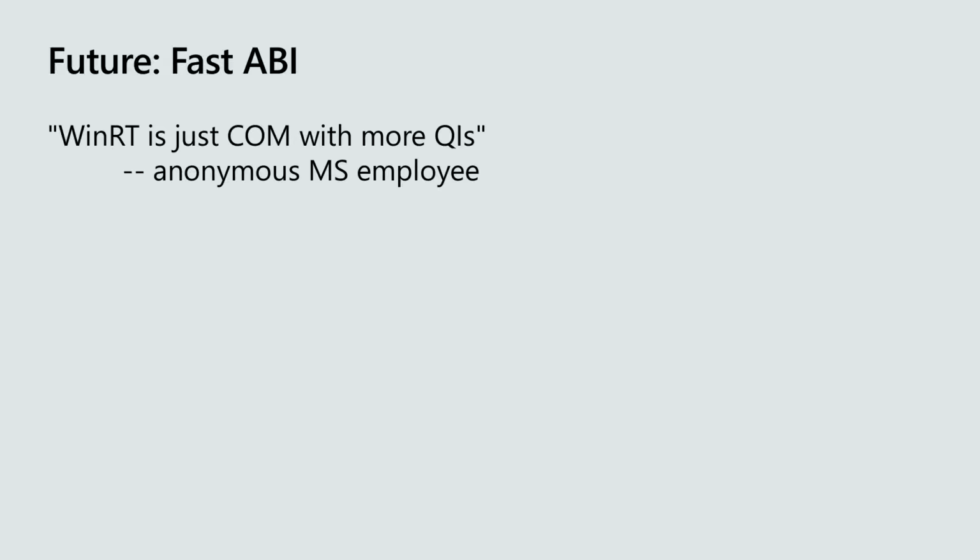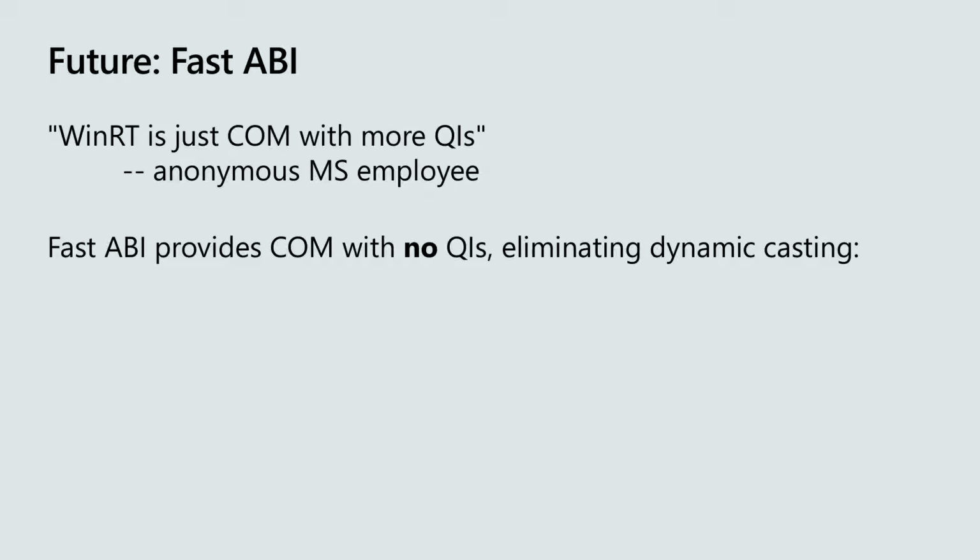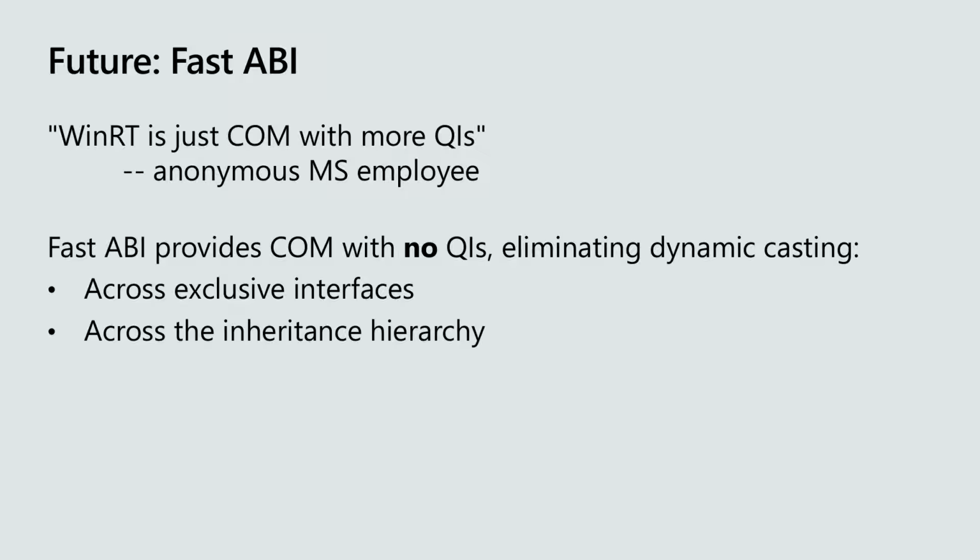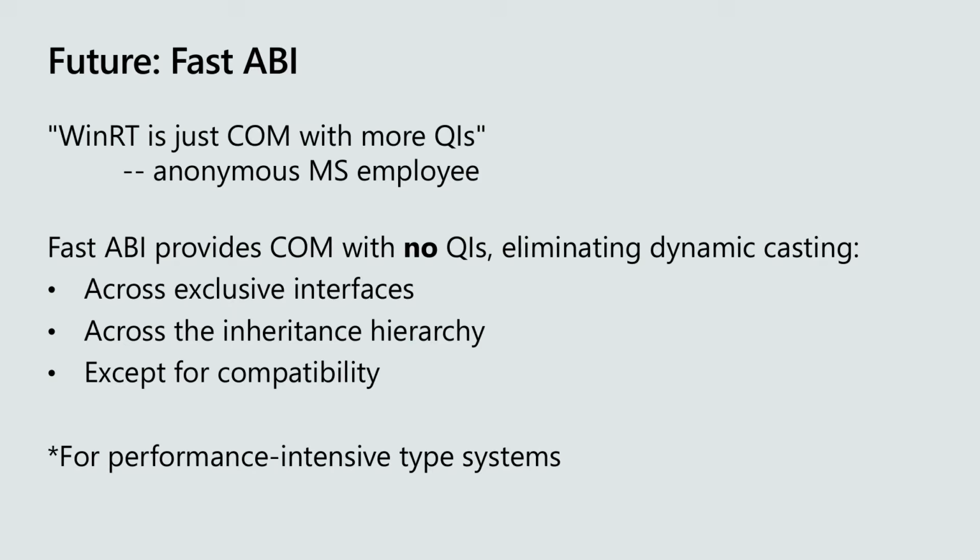The fast ABI. It's been said that WinRT is just COM with more QueryInterface calls. And there's some truth to that. So what have we done for that? We've developed the fast application binary interface, the fast ABI. Fast ABI attempts to surpass COM and eliminate all QIs across the exclusive interfaces implemented by a type, as well as up and down the composition hierarchy that a type participates in. The only reason we would ever see a QI when you're using the fast ABI support is for compatibility with legacy code that is expecting those older style interfaces. And this is targeted towards performance-intensive applications, UI frameworks, and things like that.